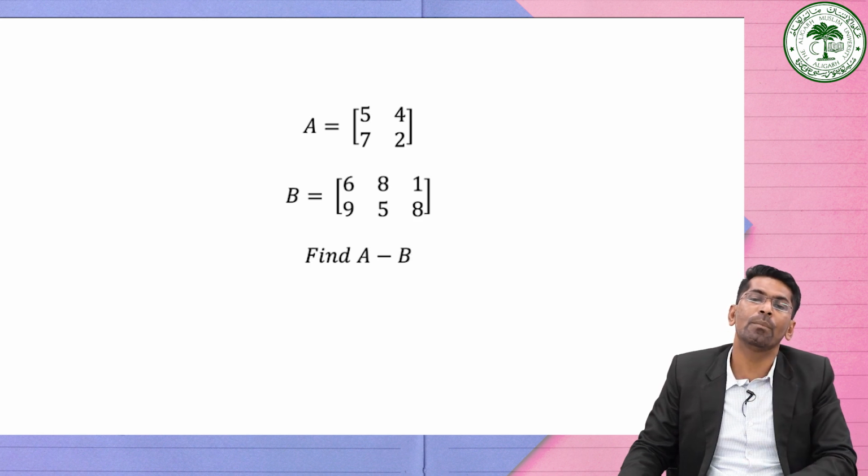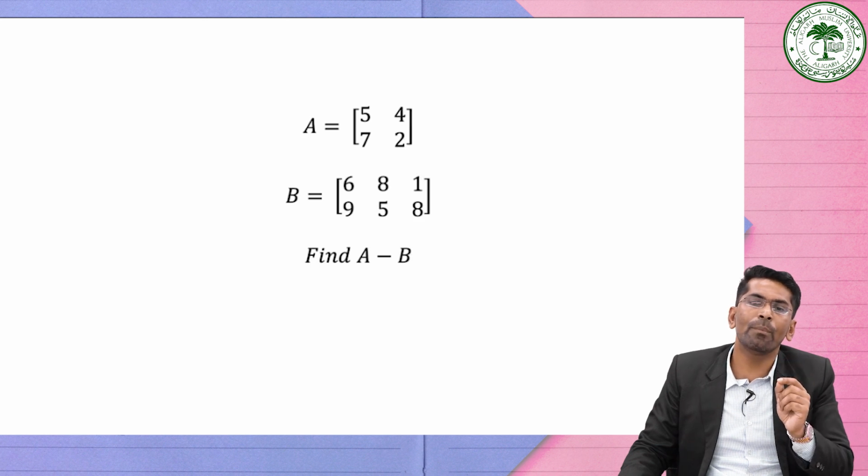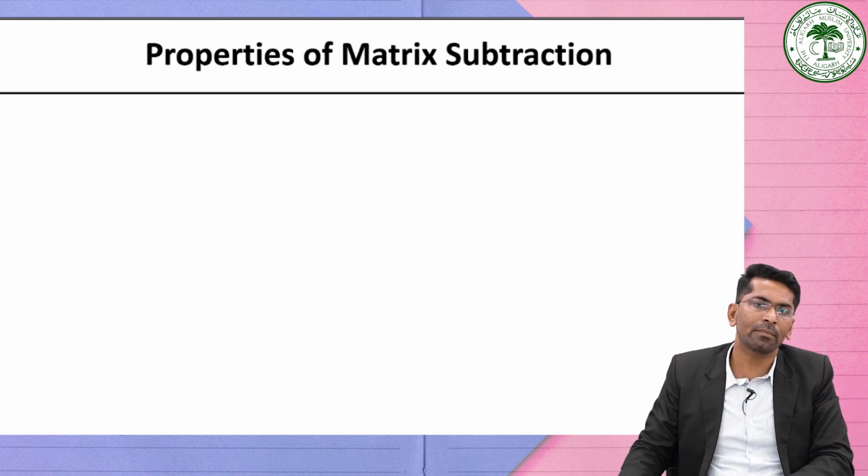So matrix subtraction is not possible when the matrices involved do not have the same order or the same dimension. In order for the matrix subtraction to be performed, the matrices must have the same number of rows and the same number of columns. Then only we can perform the matrix subtraction, just like we explained in matrix addition as well.